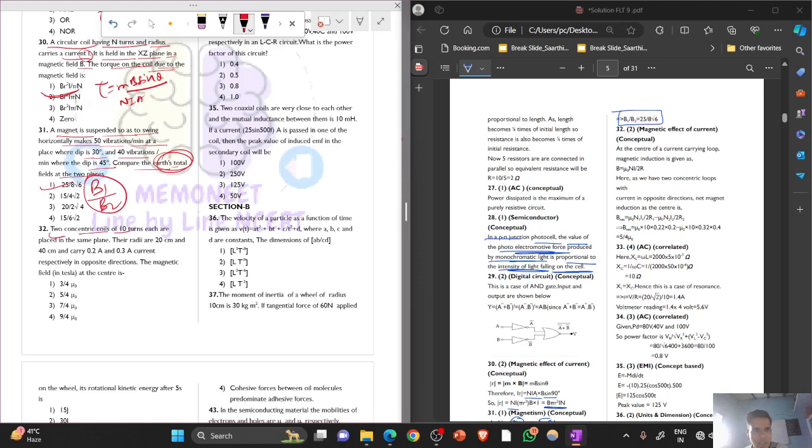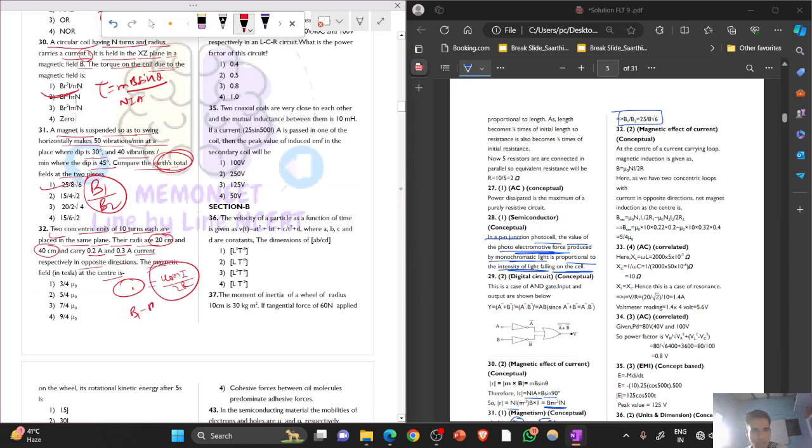Okay, now moving ahead. Two concentric coils of 10 turns each are placed in the same plane. Their radii are 20 centimeter and 40 centimeter, carrying this current and this current. The currents are in opposite direction. The magnetic field at the center is simply mu naught N i upon 2r. Since they are in opposite direction, the net magnetic field will be B1 minus B2. Just calculate the B net. Putting all the values, you get 5 by 4 times B0.